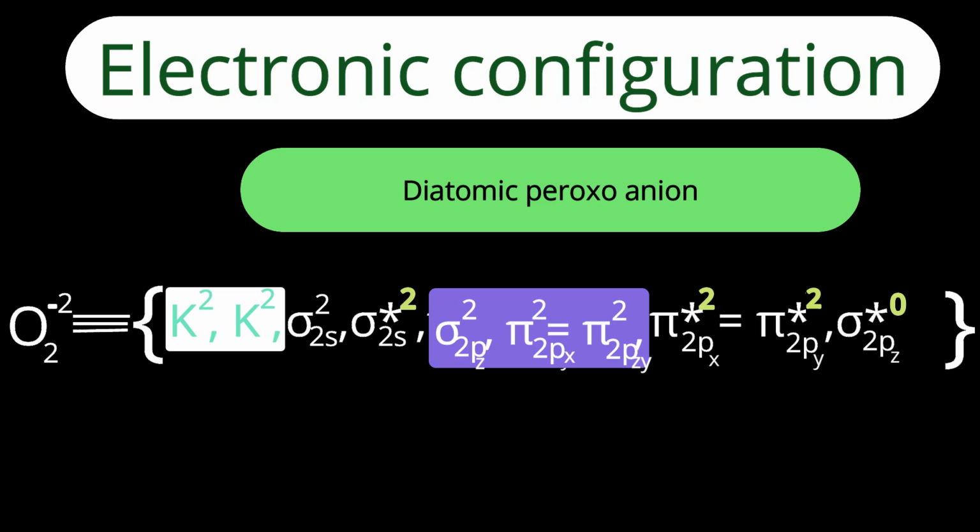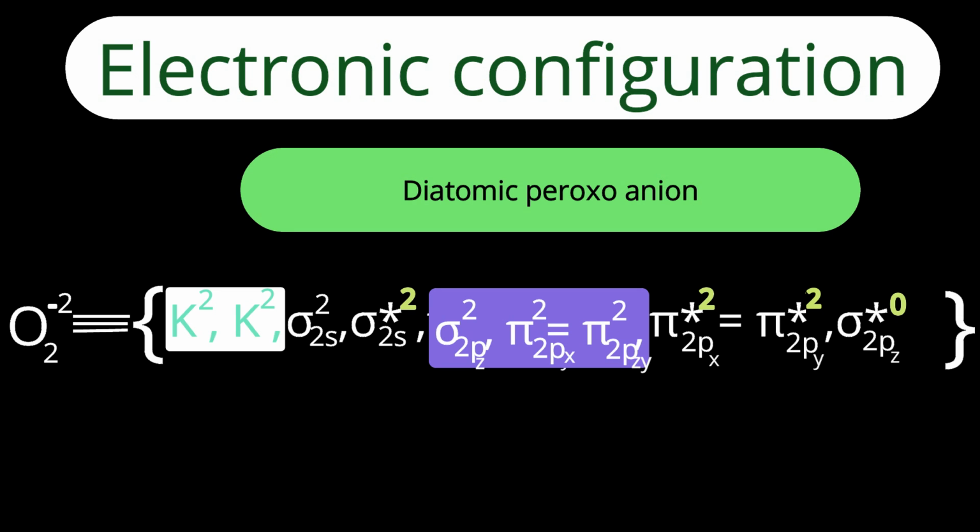By white color, bonding orbitals are represented, and by yellow color, antibonding orbitals are represented. By white color, the number of electrons in bonding orbitals is represented, and by yellow color, electrons in antibonding orbitals are represented. Sigma 2s, 2 electrons. The next energy level, sigma star 2s, 2 electrons. Next bonding orbital, sigma 2pz, 2 electrons.